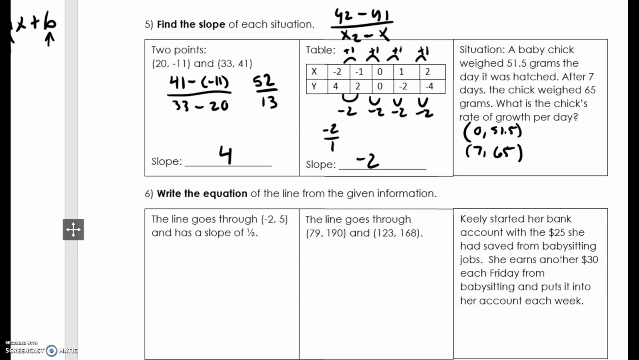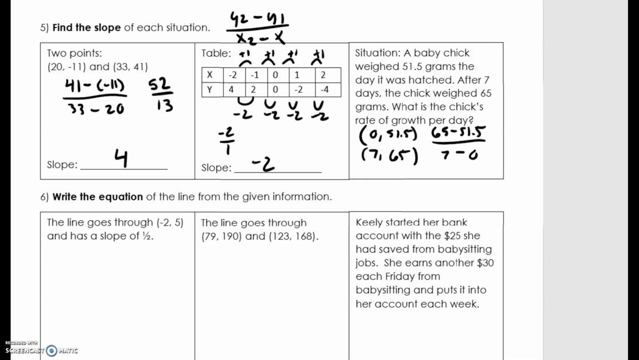So how much is it growing on average per day? Well, I can find the slope to figure out that rate of change. That's another word for slope. So I need to do 65 minus 51.5 over 7 minus 0. 65 minus 51.5 is 13.5. 7 minus 0 is 7. So that's the change per 7 days, but it did ask per day, so I need to divide to get per day.